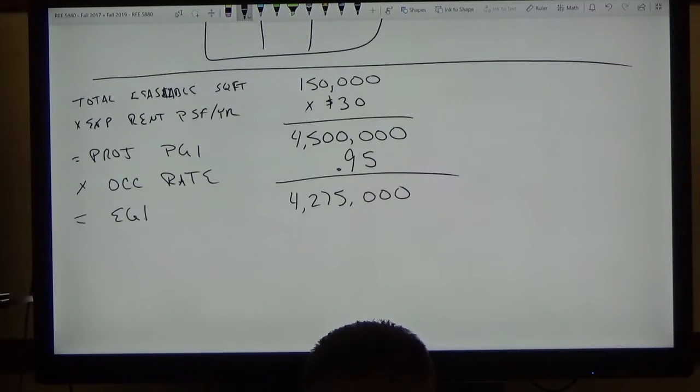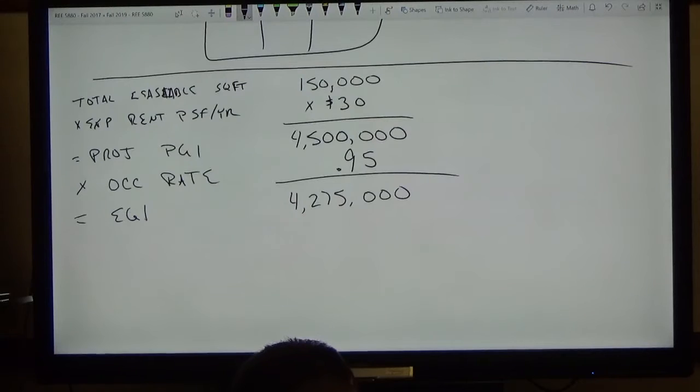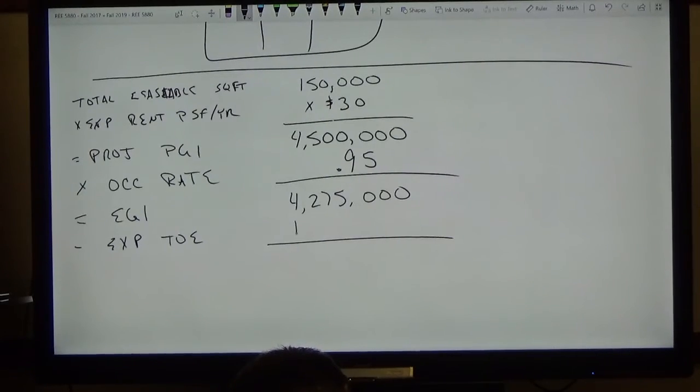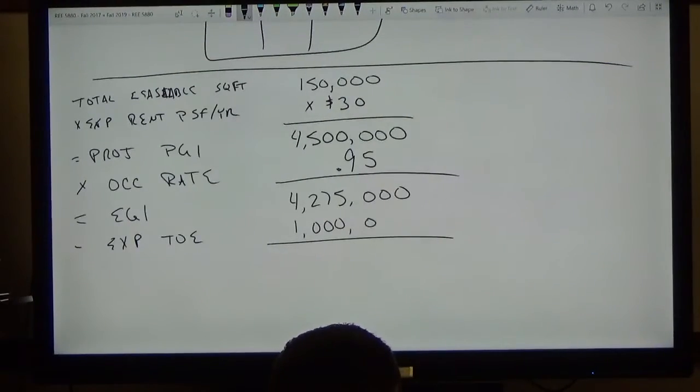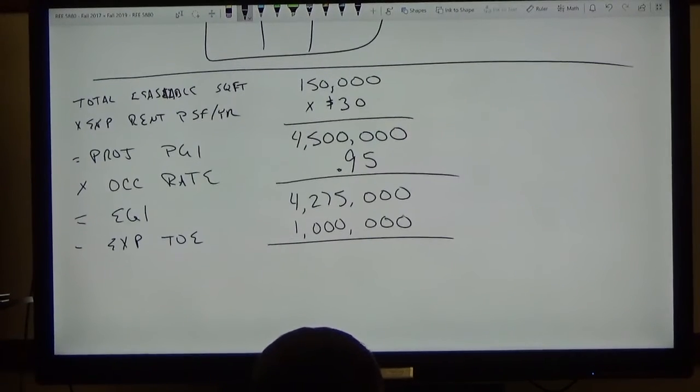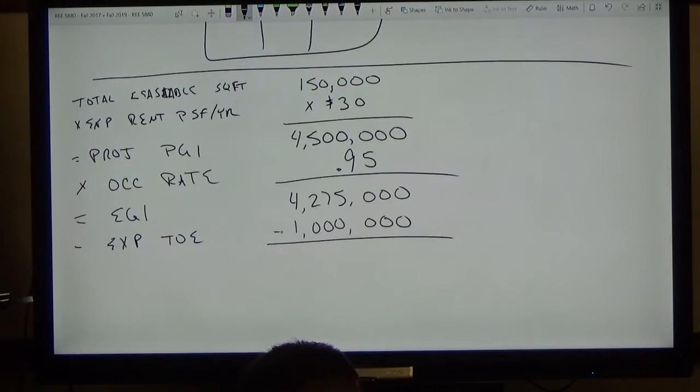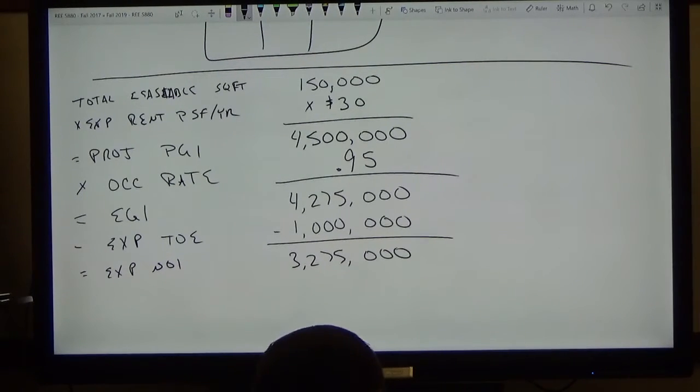All right, and once we've got that, then we're simply going to subtract out our expected total operating expenses. And here, once again, I'm just going to use $1 million just because it's an easy number. So here we're subtracting it out, and that's going to give us our expected net operating income, in this case of $3,275,000. Okay, everybody still with me? All right.